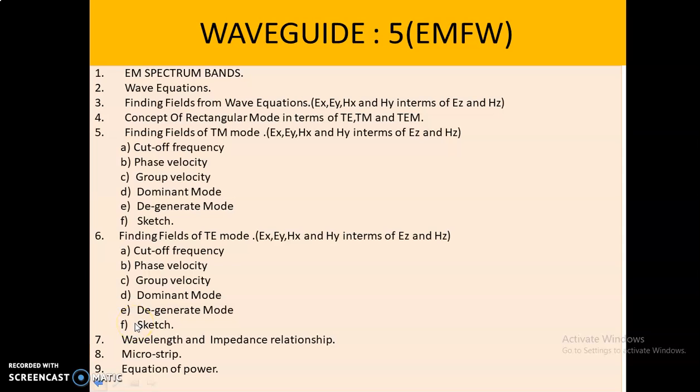Now if anyone asks a question about phase velocity, it's not a particular topic of TM or TE, it's a generalized topic that has to be discussed in TM and TE modes also. And the question is, sir, how exactly can we find Ex, Ey, Hx, Hy in terms of Ez and Hz? You should do the basic foundation: from the wave equation, we find Ex, Ey, Hx and Hy in terms of Ez and Hz.